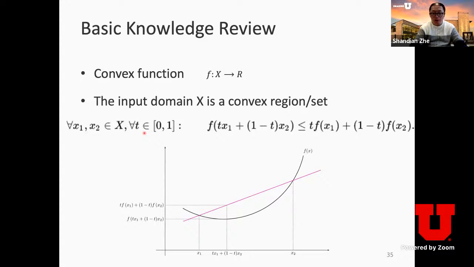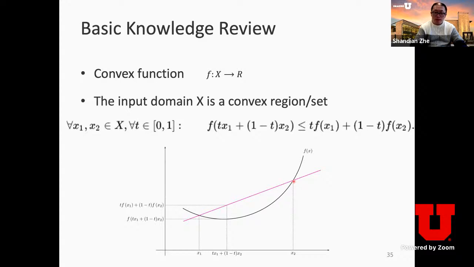To give you a concrete example, this black curve is a typical convex function. We can examine if this inequality holds. We can pick two points, x1 and x2 here, and then pick a t. So our linear combination of the inputs stays in between x1 and x2. Then the function value at this linear combination of input is here. This is the left-hand side of this inequality. Then we look at the right-hand side. The function value at x1 is here, and the function value at x2 is here.